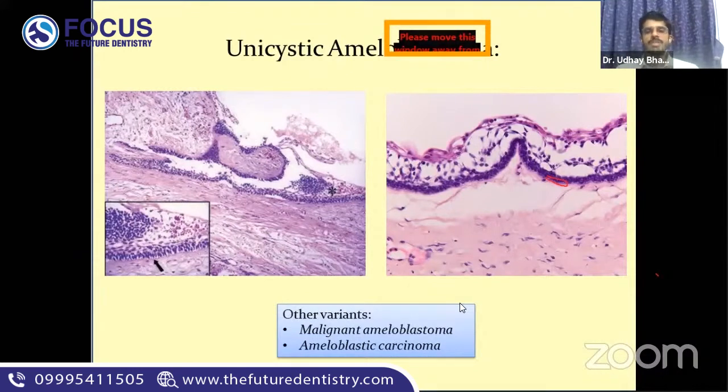So what you have to remember here is, malignant ameloblastoma histology does not change. Venue changes. Ameloblastic carcinoma, the address is the same, but histologically it is showing pleomorphism. So these are the two variants, malignant ameloblastoma and ameloblastic carcinoma. Hope this is clear to you.